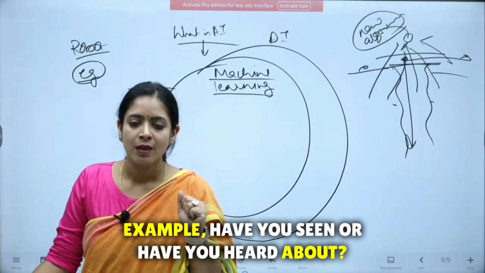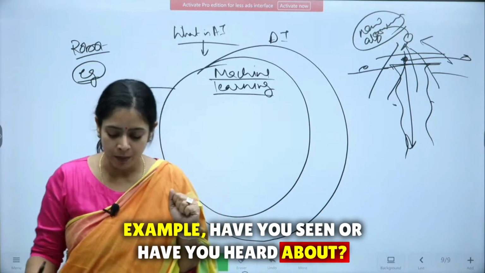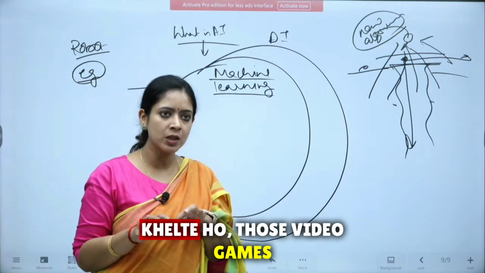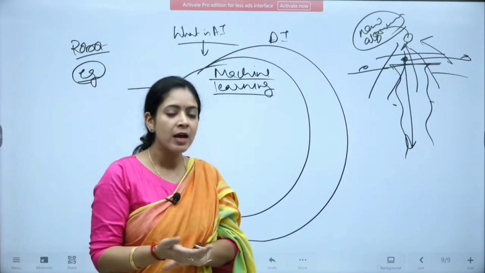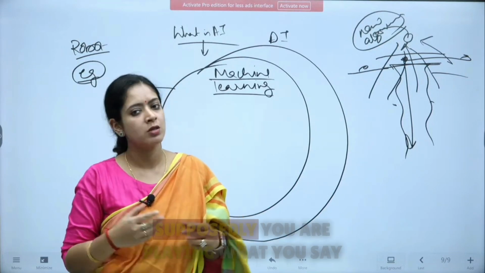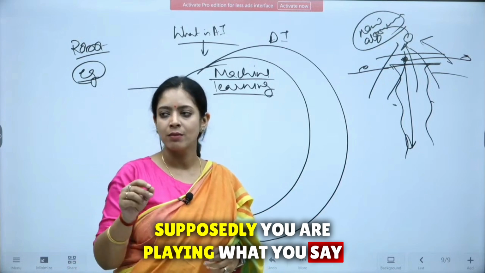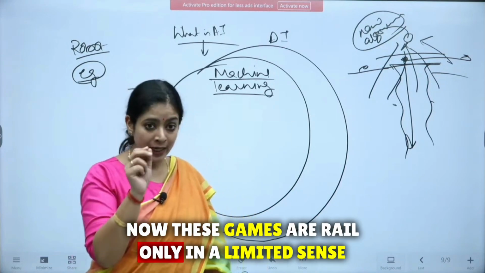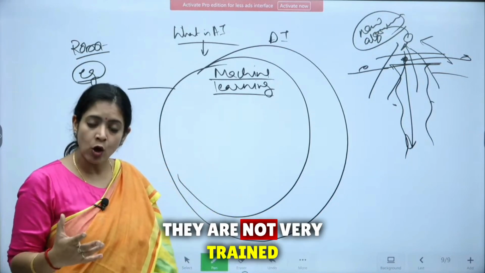Example, have you seen or have you heard about games, right, the video games that you play, those video games. Now these video games, supposedly you are playing chess or supposedly you are playing, what do you say, Candy Crush or whatever you play. Now these games are trained only in a limited sense. They are not very trained.